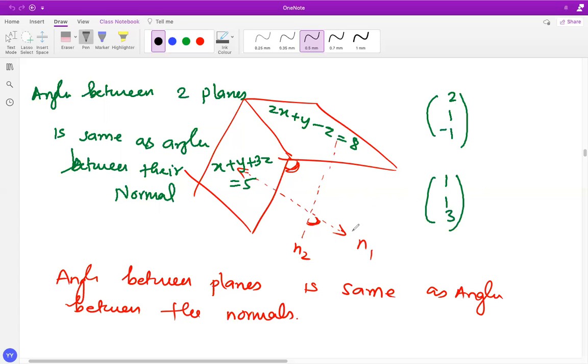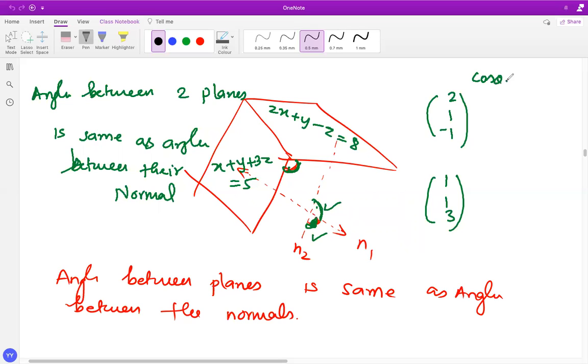When you're finding this angle, whichever angle you get, if you get the obtuse one it is this, and if you get the acute one it is this. It is going to be the same as this angle. So as far as the angle between two planes is concerned, you just take the dot product and follow the normal procedure to find the angle.